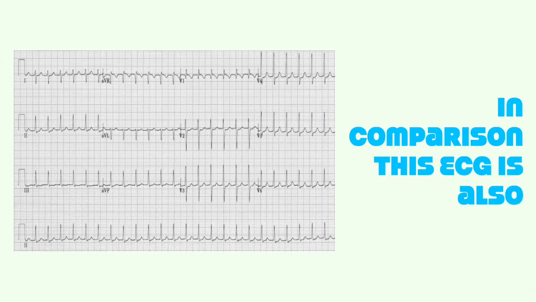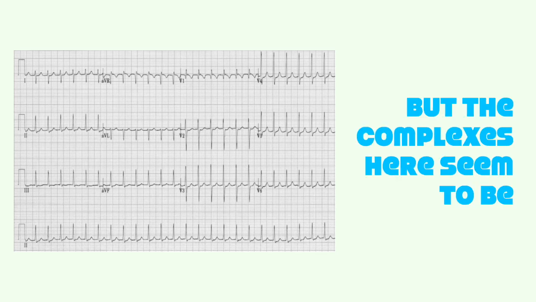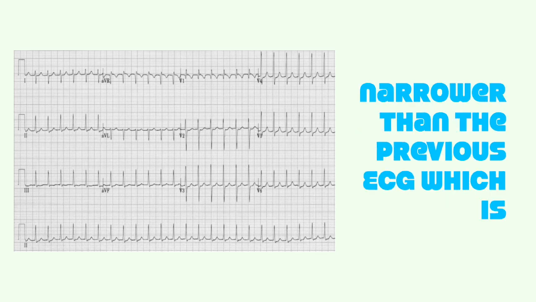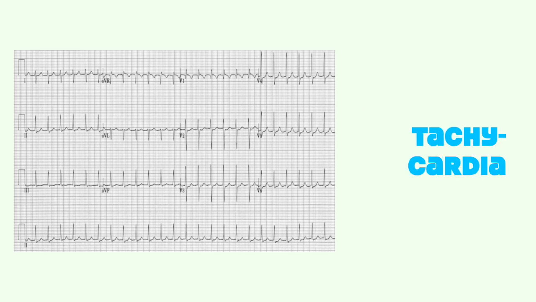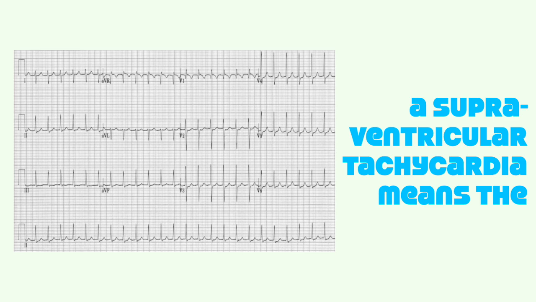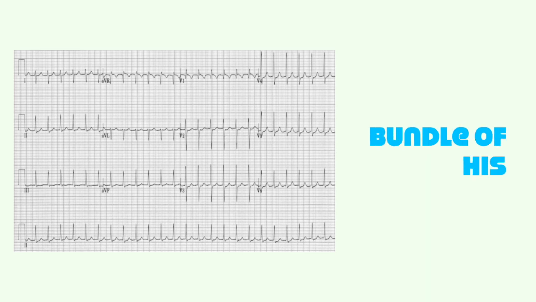In comparison, this ECG is also tachycardic, but the complexes here seem to be narrower than the previous ECG, which is significant for a supraventricular tachycardia. A supraventricular tachycardia means the origin of the tachycardia is above the bundle of His.